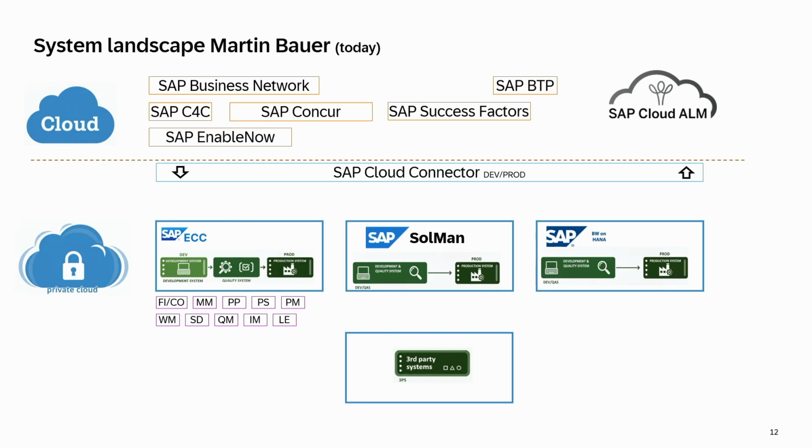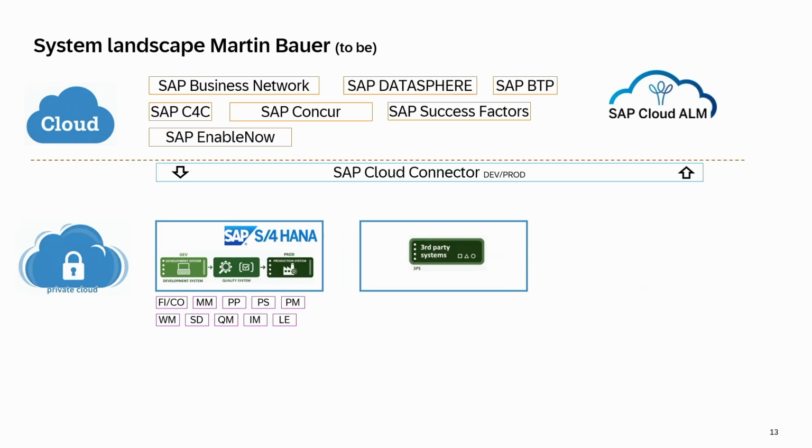And SAP Cloud ALM is already in place in a 2-tier setup, but it's not live for all purposes at the moment. But it will come in our to-be landscape. So you see we got rid of the on-premise systems which we are hosting. We will go to S4HANA in the public cloud. We will replace the BW with SAP DataSphere, and Solution Manager will be fully replaced by Cloud ALM.